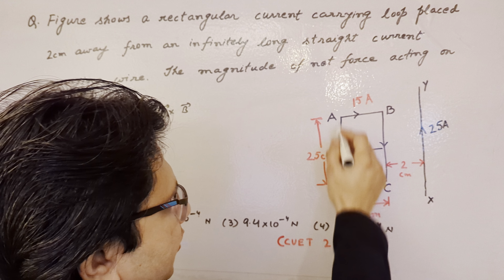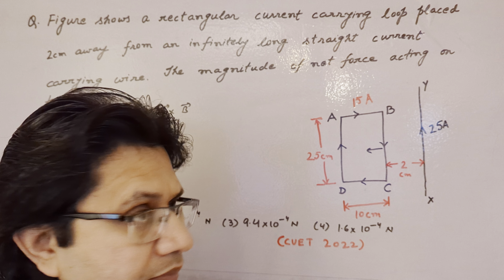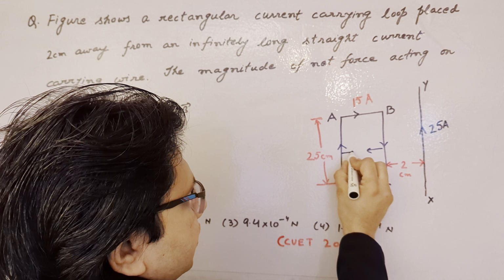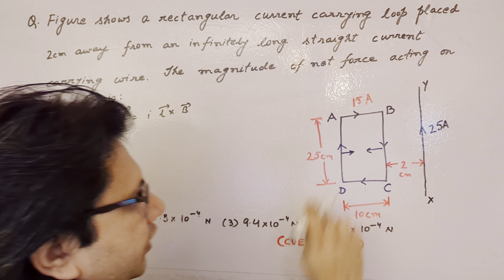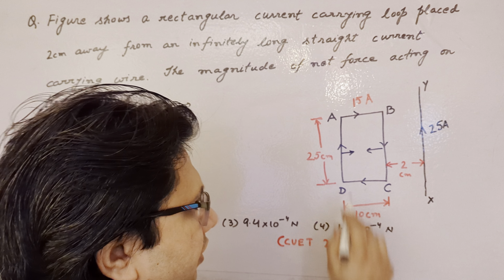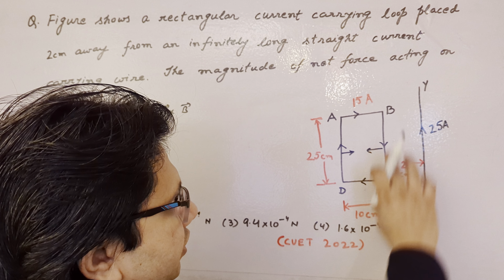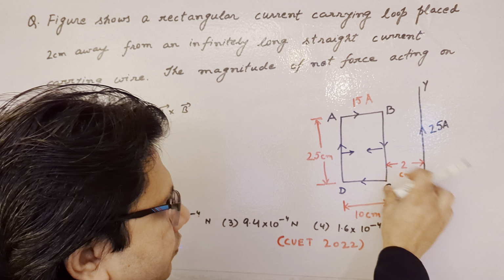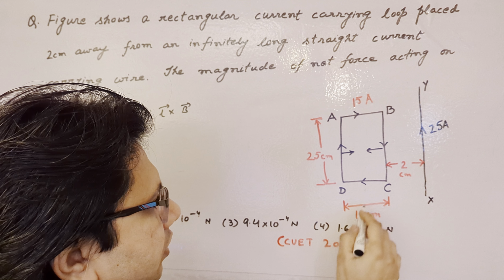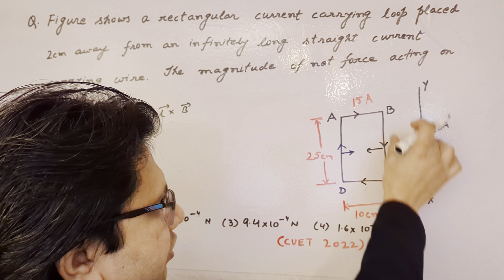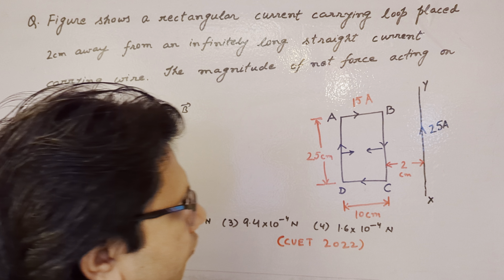Similarly, for the AD segment of the wire, the direction sense of the current is the same, so this is the force which is attractive in nature. But there is a difference in these two forces magnitude wise, because the distance of segment BC is close, whereas the distance of AD is a bit large. It is 12 cm, and segment BC is 2 cm away from the infinitely long wire.